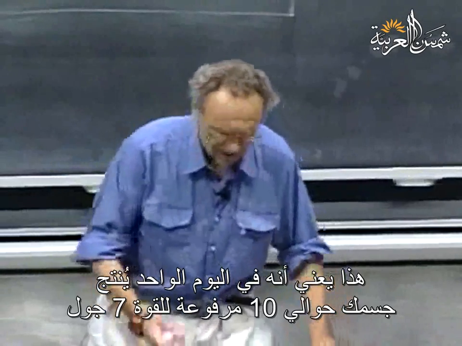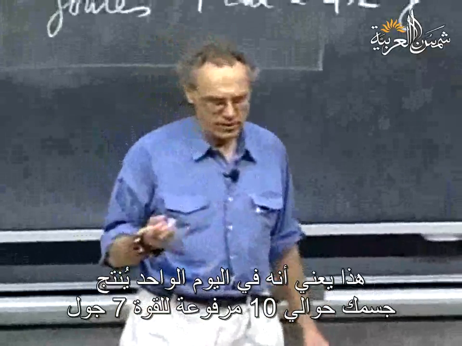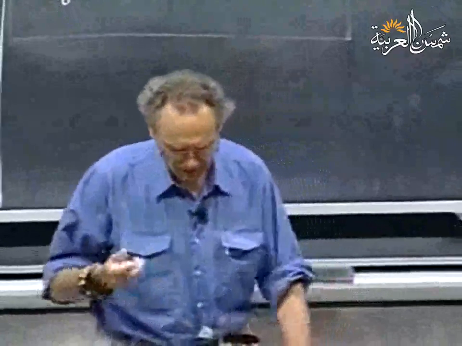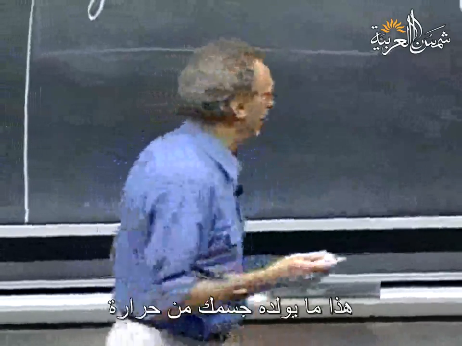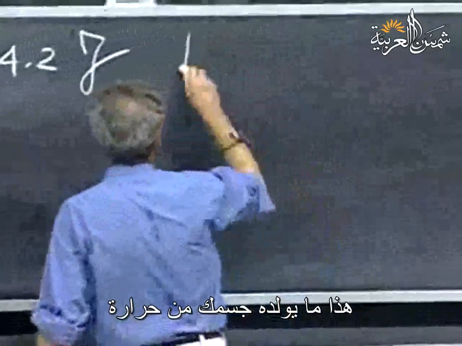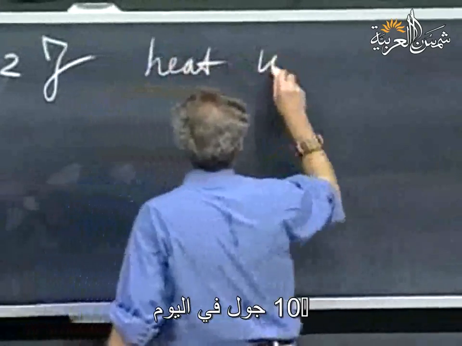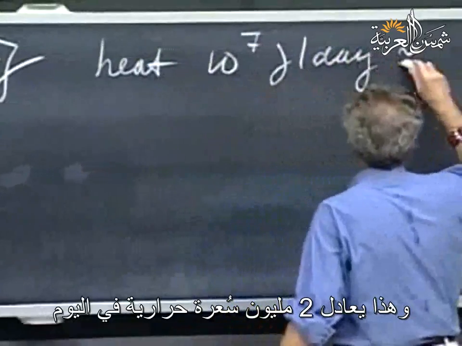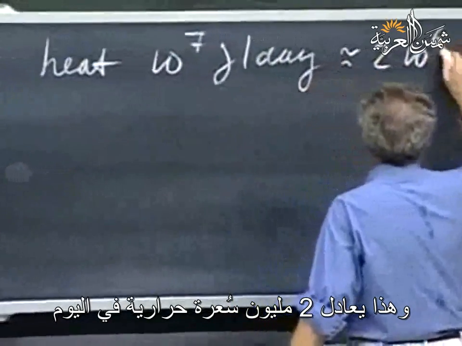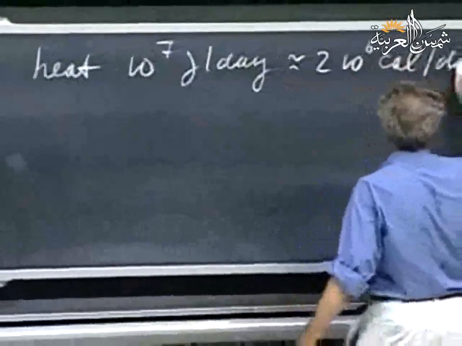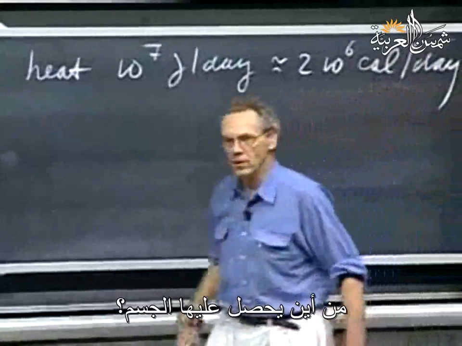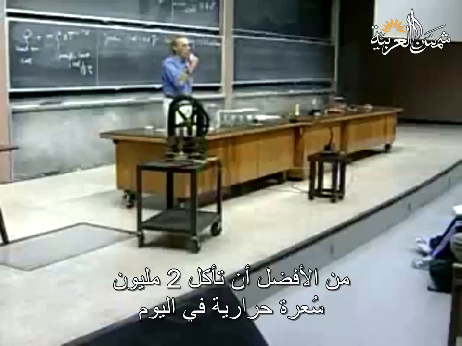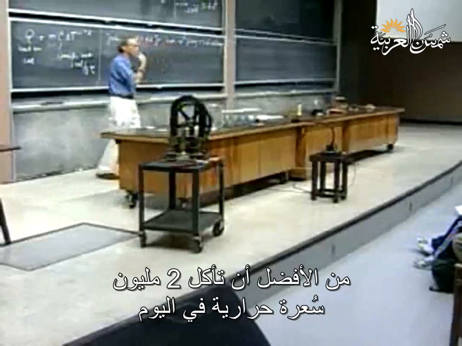100 watts that you radiate for the simple fact that your body has to be kept at that temperature. It means that in one day it is about 10 to the 7 joules that you generate. 10 to the 7 joules. That is what you generate in terms of heat. 10 to the 7 joules per day. And that is about 2 million calories per day. Where does the body get it from? Food. You better eat 2 million calories per day.